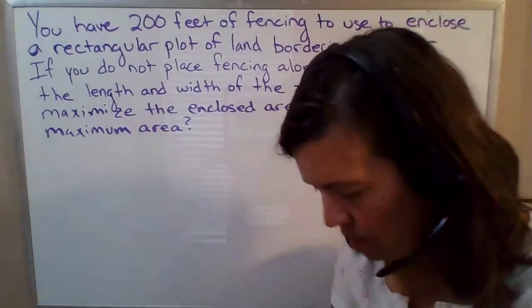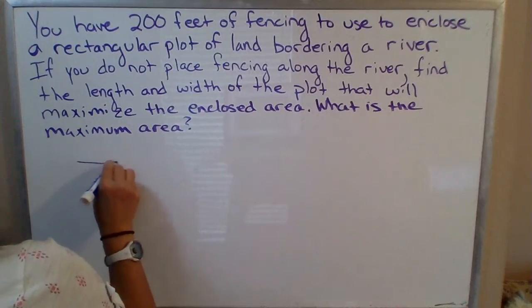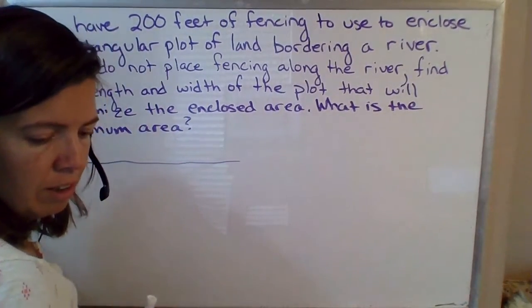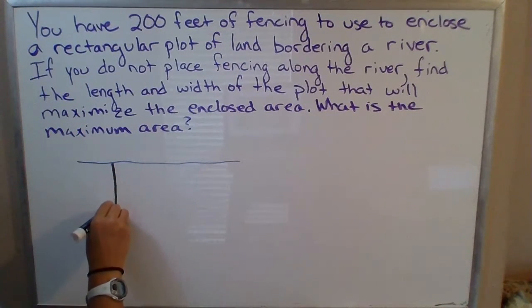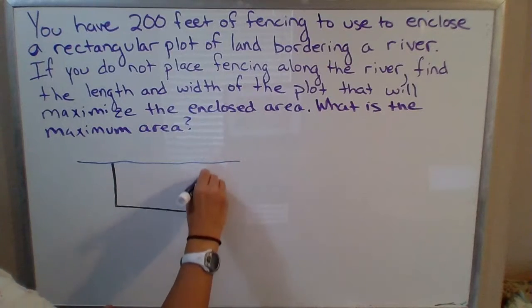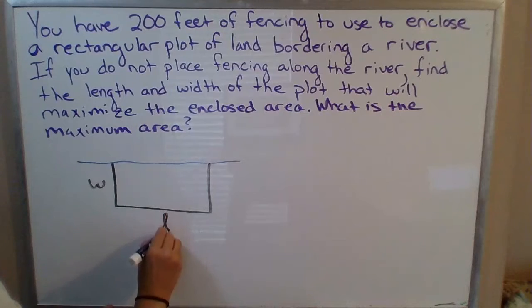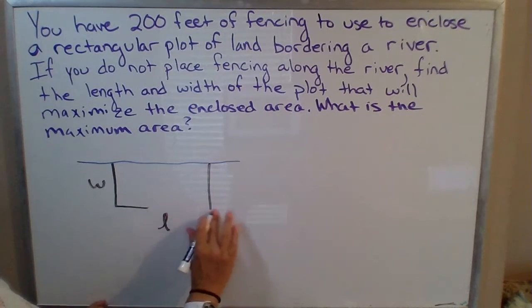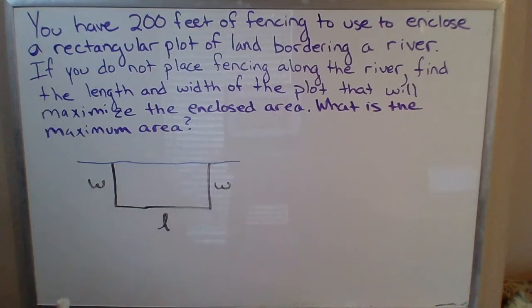So it would help in this case to start with a picture, I believe. Let's say here's the river, and you're going to build fencing along that river in a rectangular area. Let's say I call this the width, W, and I'll call this the length, L. If this is a rectangle, then this would also be W on this side, however many feet that is.